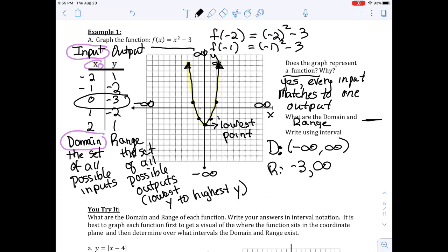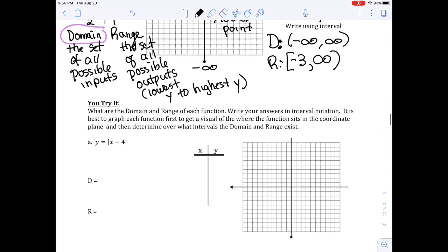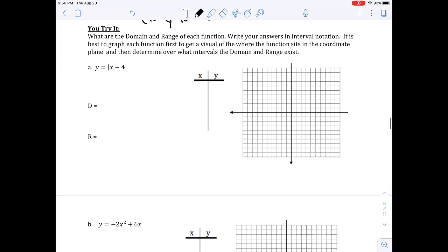Now we have to decide, do we use square brackets or round brackets, so brackets or parentheses? -3 is an actual point on that curve, and so I would include that. And then we know we put a round bracket around infinity because we never put a bracket around infinity. And that is an example of graphing a function and then describing what the domain and range are of the function. Okay, so the next one says you try it, and I will do that with you.